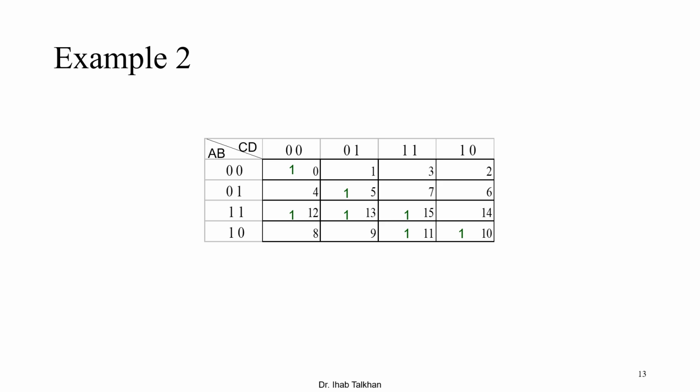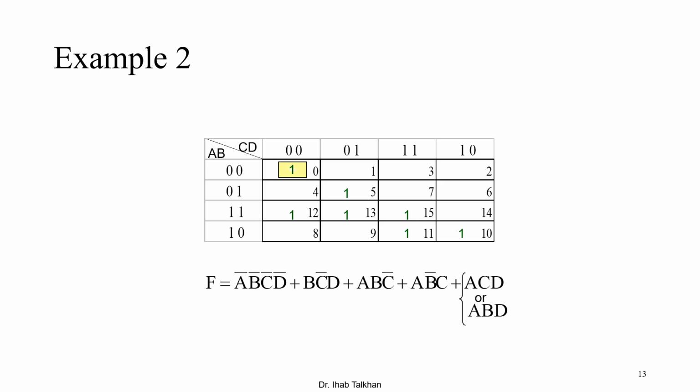Here's another example also for the essential and non-essential groups. As I mentioned before, you have to look first for the essential groups, and then you look for the non-essential prime implicants. So let me first start with this equation here. This equation represents the function.